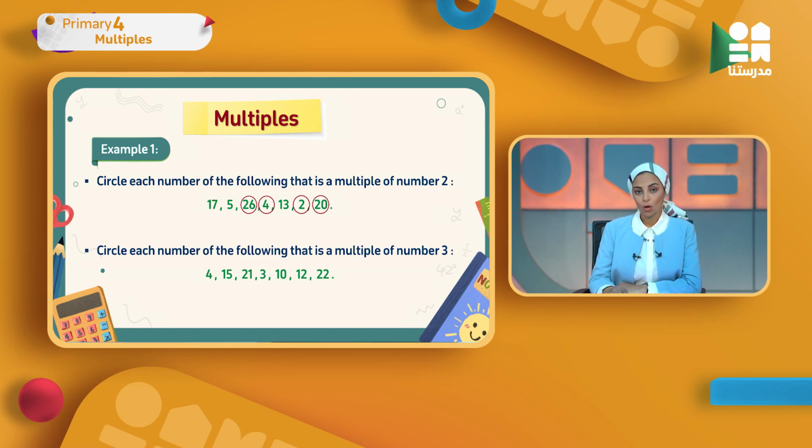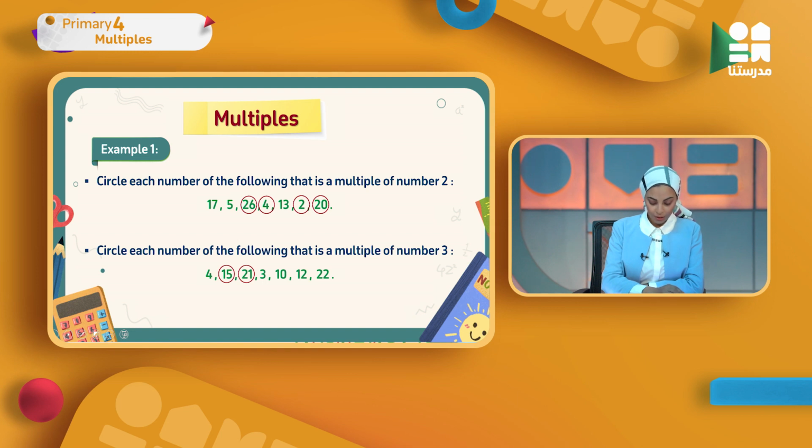What about 10? No, 10 is not found in table 3. 12, yes, 12 is a multiple of 3. Why? Because 12 equals 3 times 4. So, 12 is a multiple of 3 and 12 is also a multiple of 4. What about 22? No, 22 is not a multiple of 3 because it is not found in table 3. So, the multiples of 3 are 15, 21, 3, 12.